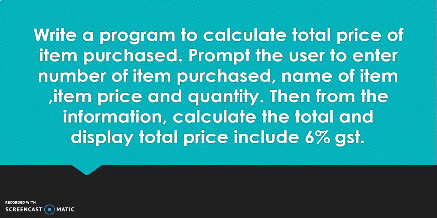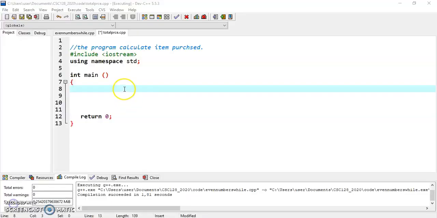Here I'm going to show you how to write a program to calculate the total price of items purchased. Prompt the user to enter the number of items purchased, the name of the item, the price and the quantity. Then from the information, calculate the total price and display the total price including GST 6%. So now let's see the coding.